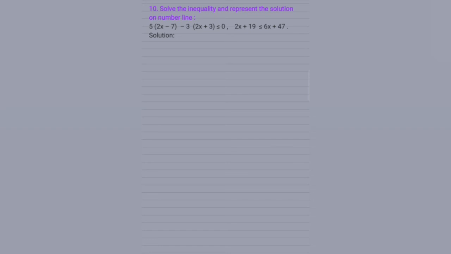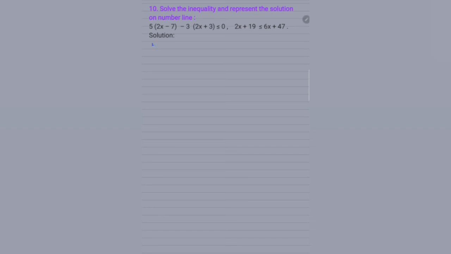Solve the inequality and represent the solution on the number line. The first inequality is 5(2x minus 7) minus 3(2x plus 3) less than equal to 0, and the second is 2x plus 19 less than equal to 6x plus 47. So we will solve both the inequalities separately and then we will mark the solution on the number line.